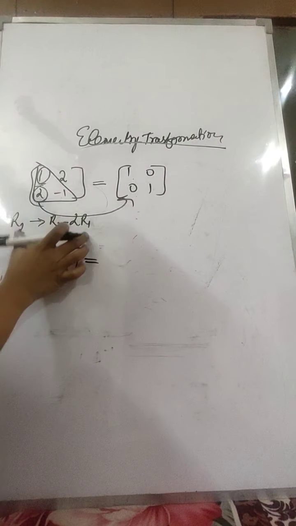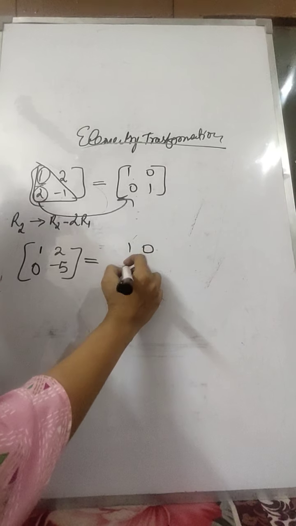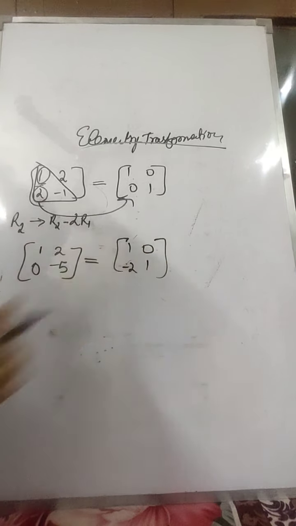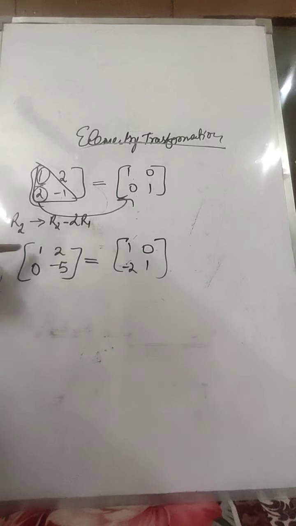Now we'll do the same step on this side also. So I'll get 1 0 and minus 2 1. So this becomes my matrix from this side. Now, next step: I can see that this is 1 and this is 0.